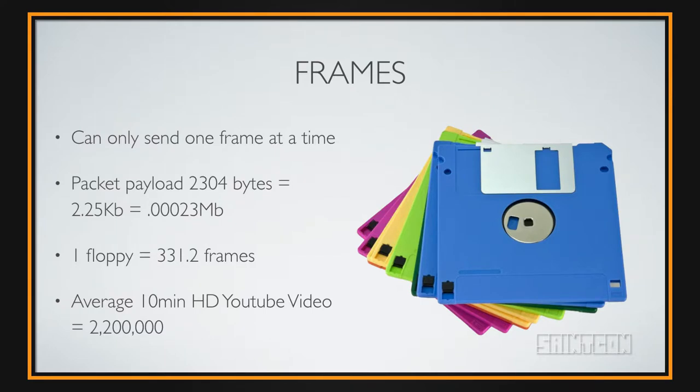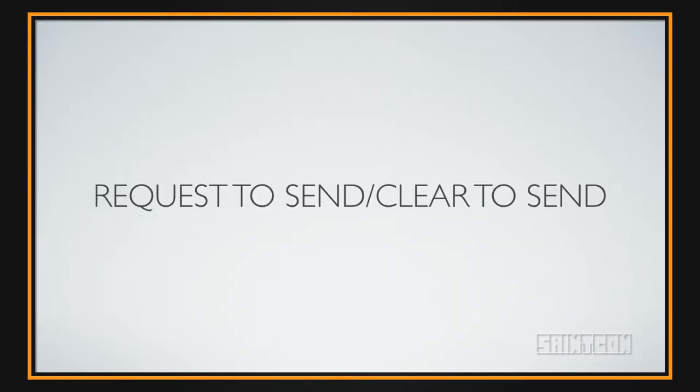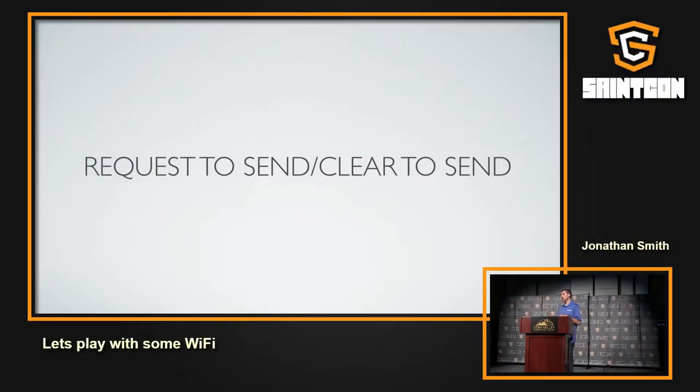And to think about it, the average YouTube video, 10 minutes in HD, is over 2 million frames that it would have to send for one video, for one device. And that doesn't even count all the other frames, which we'll get into, that have to be sent along with that. There is a lot that goes into being able to send that single frame and create that connection. There are two ways, well, three ways of being able to do this. There's what's called a request to send and a clear to send.